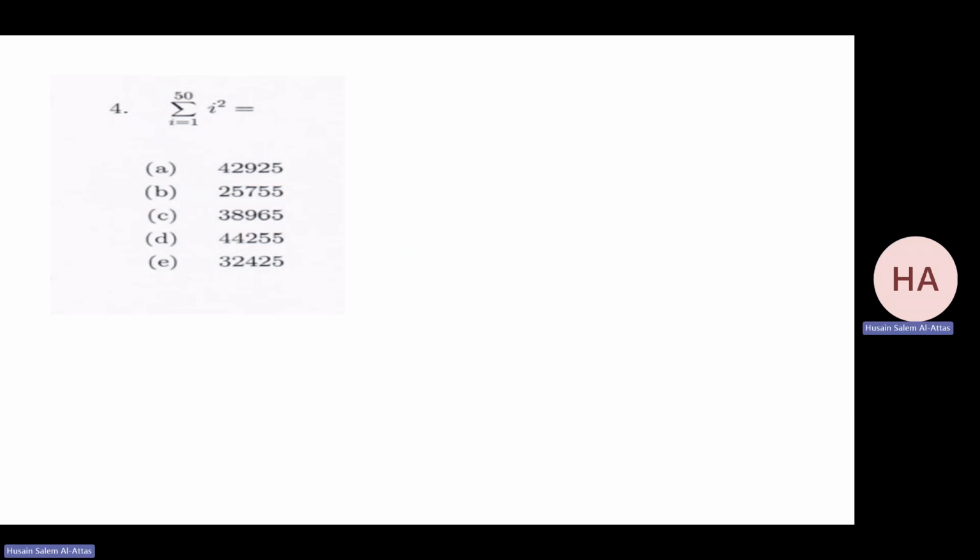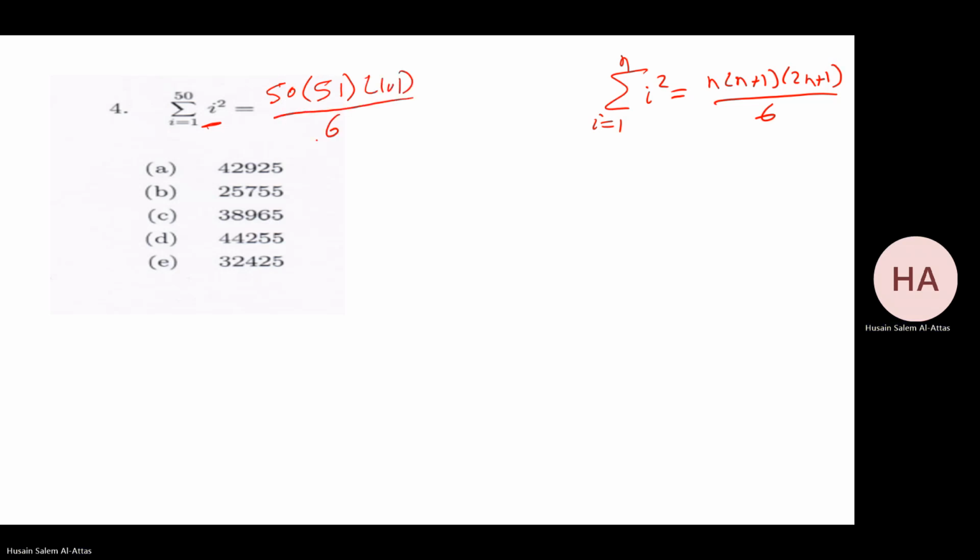Okay. Summation of i squared where i is running from 1 to 50. I know this formula. The summation i equals 1 to n of i squared will be n times n plus 1 times 2n plus 1, don't forget, over 6. Now I'll choose n equal 50. So that will be 50 times n plus 1, 50 plus 1, 51, times 2 times 50, 100 plus 1, 101, over 6.